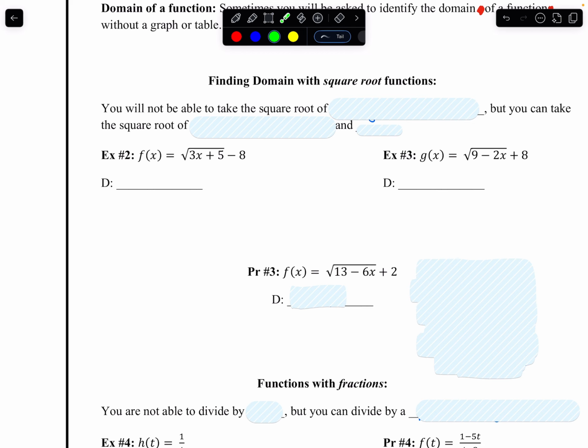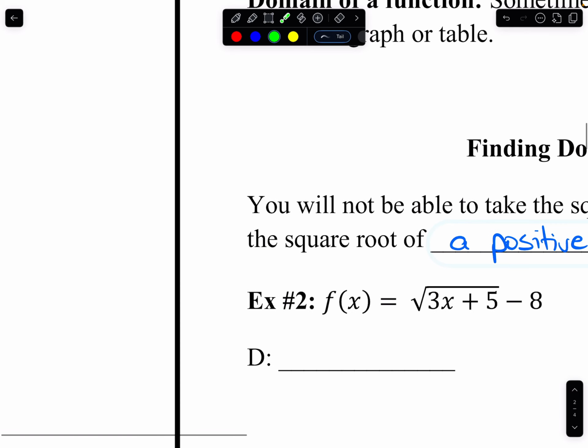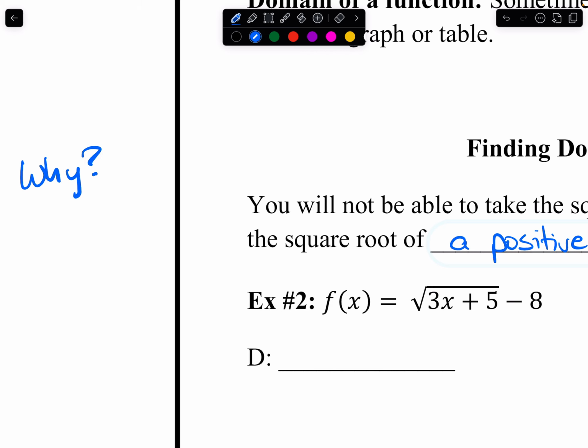So with square roots, you will not be able to take the square root of a negative number, but you can take the square root of a positive number and 0. So when you first learn square roots, let's just do a quick reminder. Why is this the case? Why can I not take the square root of a negative number?